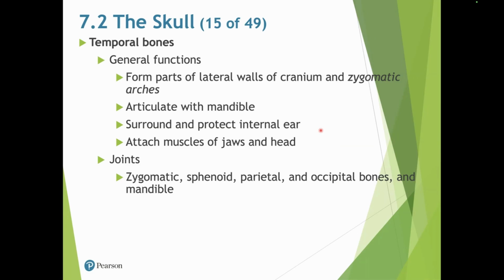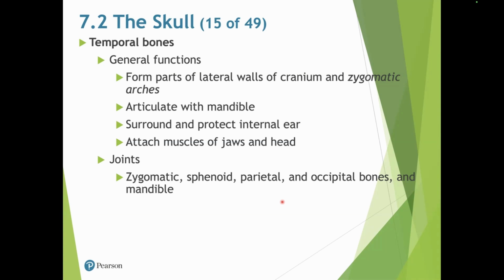Moving on to those temporal bones. The temporal bones, the general functions are going to form parts of the lateral walls of the cranium and the zygomatic arches. Okay, we talked briefly about the zygomatic arch and how it extends and connects with that temporal bone to make that cheekbone. And so the temporal bones will also articulate with the mandible. It's going to surround and protect the internal ear, and attach jaw muscles and head muscles.